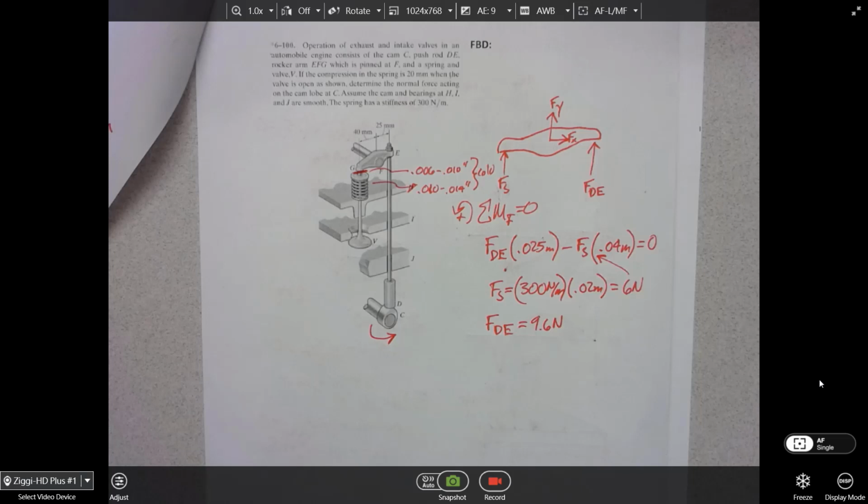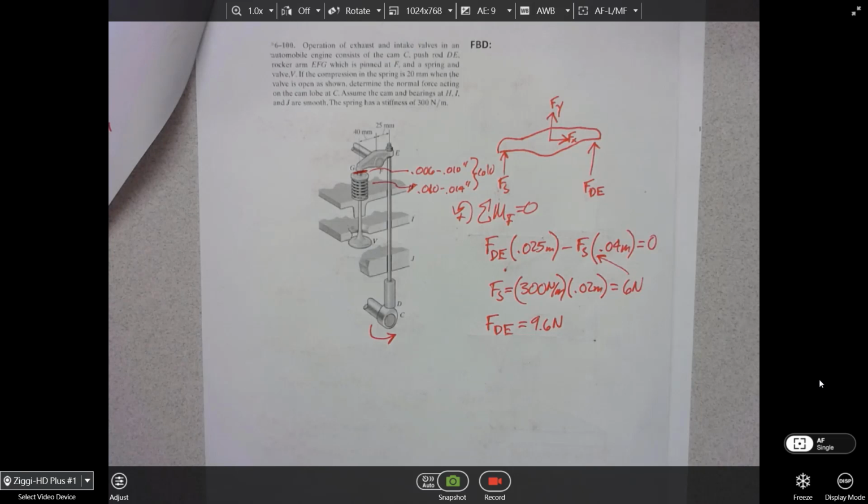But we're asked to determine the normal force acting on the cam lobe at C. So we're just asked to find FDE. That's all we really need to find. We can do this with one equation, right? Yeah, Vlad's got it. Sum of the moments. Where should I sum the moments about, Vlad? Yeah. It's got to equal 0.